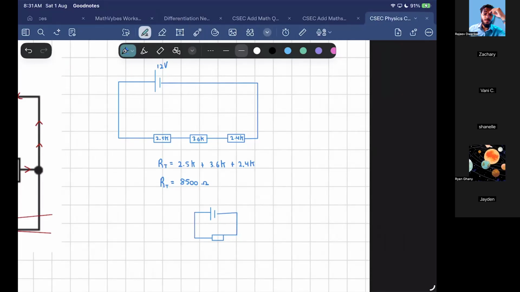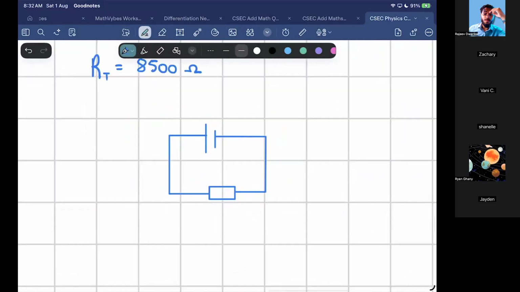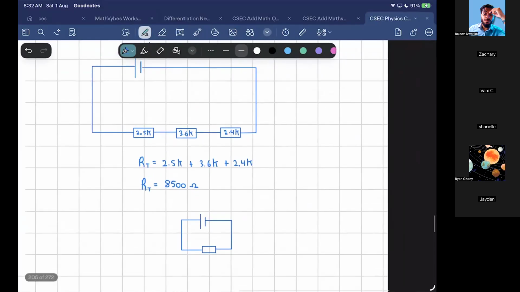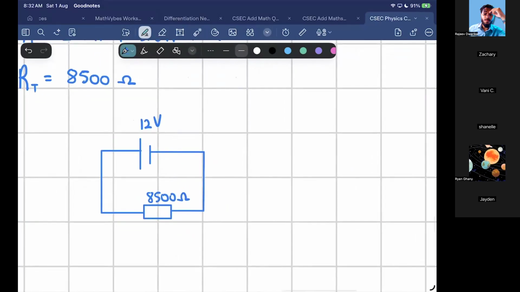Chanel, you good or not? Yes, sir. Jadon, Ryan, once you have the total resistance and the potential difference across the whole circuit, so 12 volts here, 8500, then to find I, it's just V over R. And if you're wondering where that comes from, V is equal to IR, remember? If I divide both sides by R, I get V over R. So my voltage is 12 volts, my resistance is 8500. What's 12 over 8500, guys?